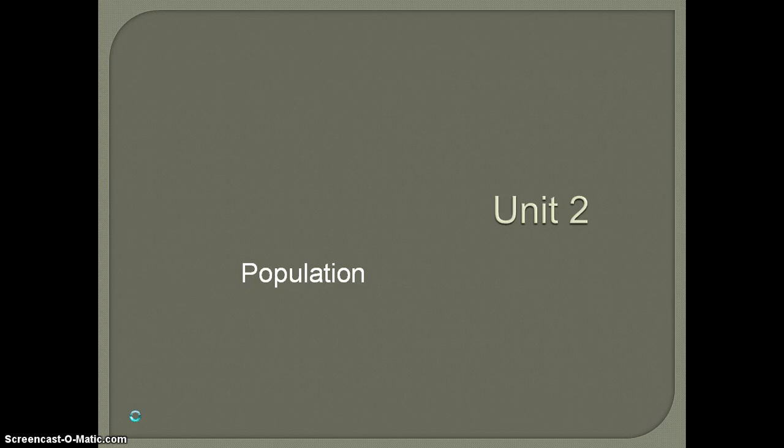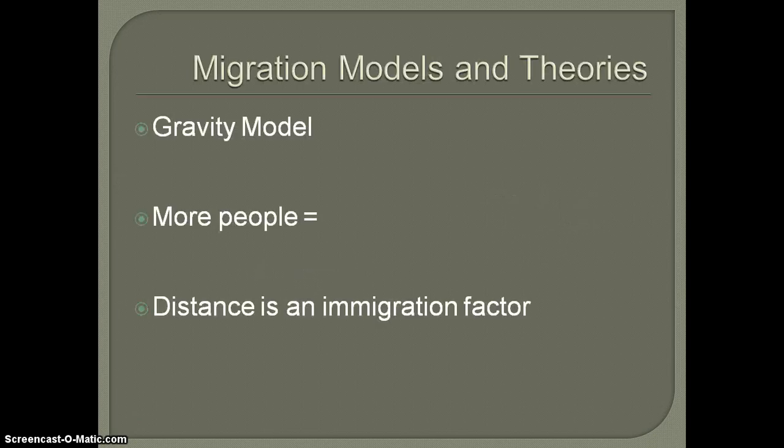Elrod. Today we're going to continue on with Unit 2, discussing population, more specifically population movement, and today we're going to be looking at two specific theories or models that deal with migration and the movement of people. So the first one we're going to talk about is called the gravity model.